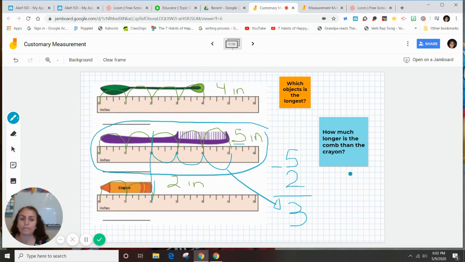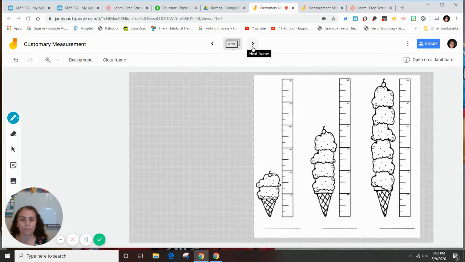So how much longer is the comb than the crayon? The comb is 3 inches longer than the crayon. Good. Okay.